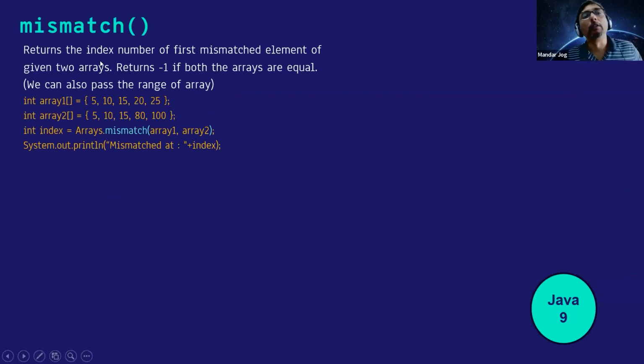And then there is a mismatch method which is available in arrays. Mismatch method in arrays returns the index number of the first mismatch element of the given two arrays. So it returns -1 if both the arrays are equal. And of course, similar kind of a thing was there earlier also, I guess. But along with that, now we can also pass the range of the array. So we can now check the slice of the array. Like let's say, for example, there are 10 elements present in the array, and you want to check whether the elements from 5 to 10 from first array and elements from 1 to 5 in the second array are equal or not? You can find out that in the mismatch.